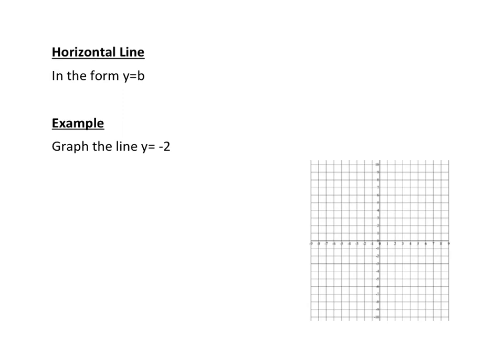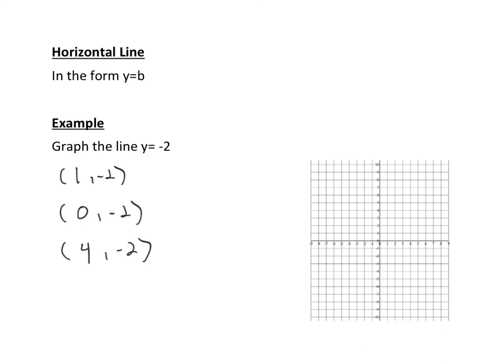A horizontal line will be in the form y equals b. So for our example, y equals negative 2. What this means is for the points, no matter what, the y value will be negative 2. So x could be 1 and y would still be negative 2. x could be 0 and y would still be negative 2. x could be 4 and y would still be negative 2. x can be any number, but the second value, the y value, will always be negative 2.